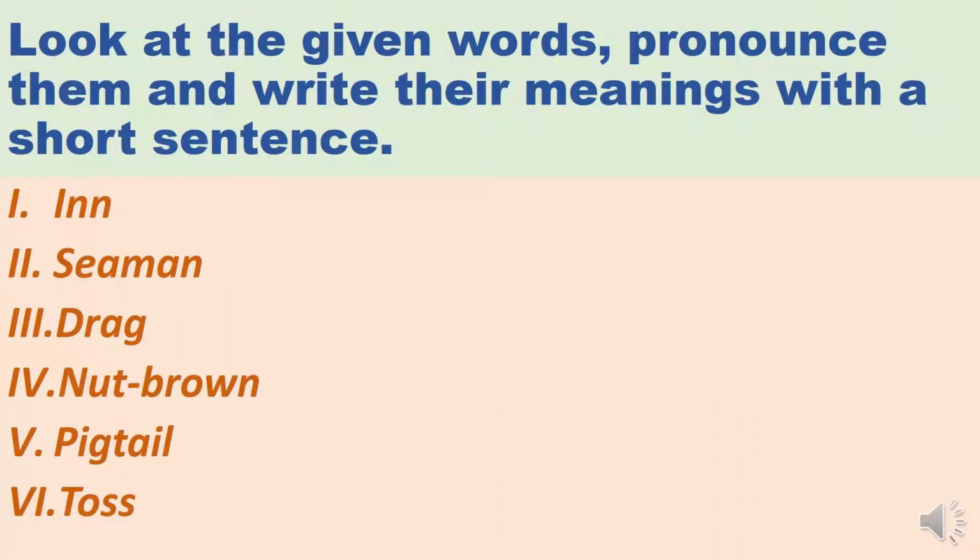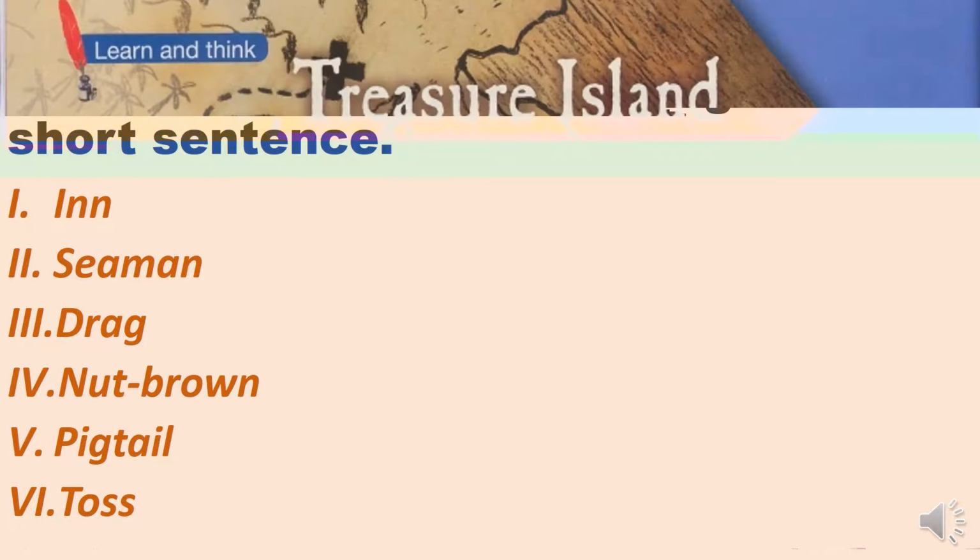Okay, now have a look on this vocabulary that is related to the audio which you are going to listen by Robert Louis Stevenson, right? You have to pronounce them correctly and write their meanings with a short sentence, right? And you are going to do this task in the assessment sheet after this video, okay? Number 1, inn. Number 2, seaman. Number 3, drag. Number 4, nut brown. Number 5, pigtail. And number 6, toss.